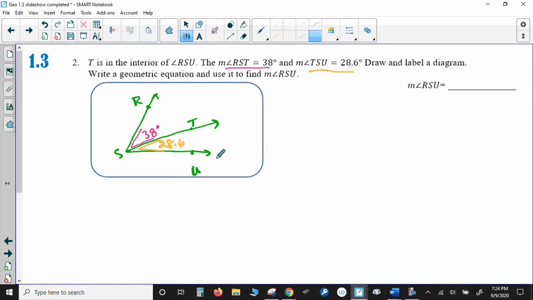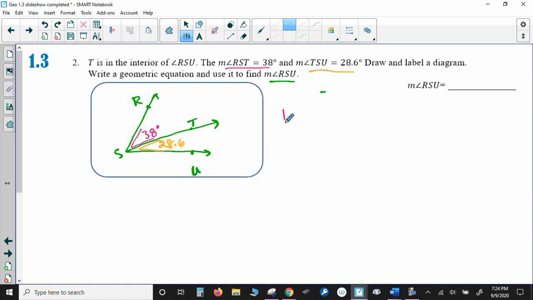All right, it says draw and label a diagram. Check, I've done that. It says write a geometric equation and use it to find the measure of angle RSU. Well, RSU, did I choose green? So RSU is the whole big angle. So you need to think about, I can't tell what my colors are, and I'm trying to color code this.